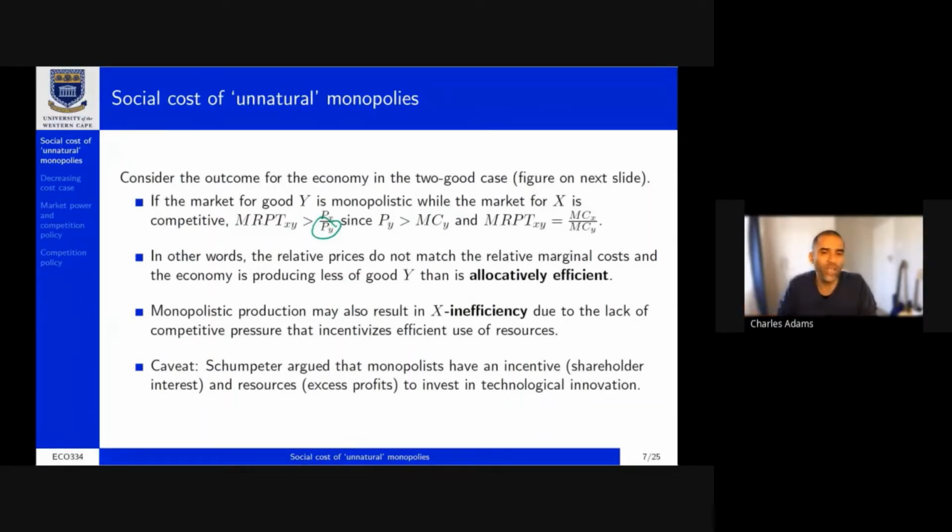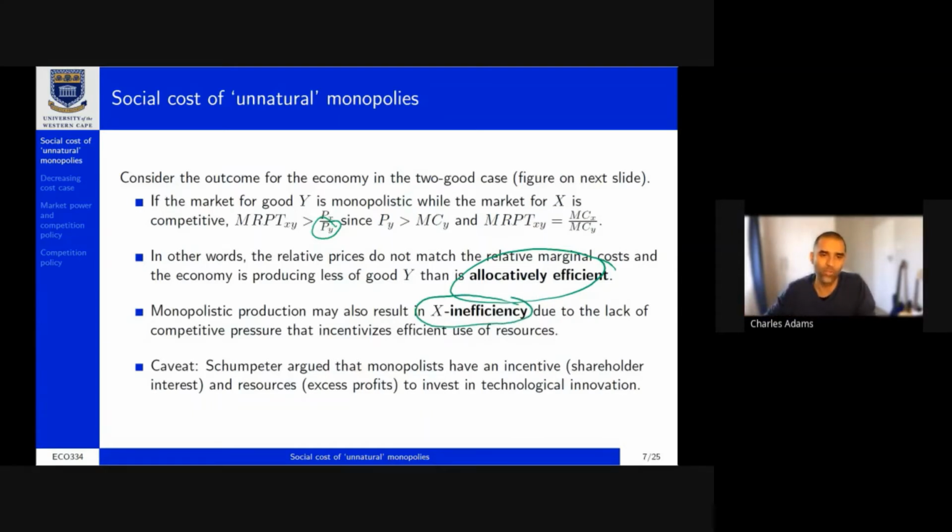And even though you can be at a point on the production possibilities frontier, remember the MRPT is effectively the slope of the production possibilities frontier, that might not reflect the ratio of the prices, which in turn is a reflection of the point of tangency between the respective utility functions of the consumers in our group, if you remember our neoclassical model. So the relative prices don't match the relative marginal costs, and the economy is producing lesser good Y than is allocatively efficient. Okay, so remember this distinction between allocative efficiency and X efficiency.